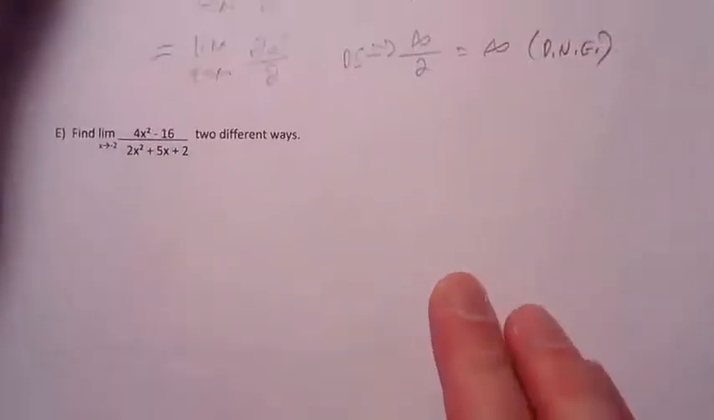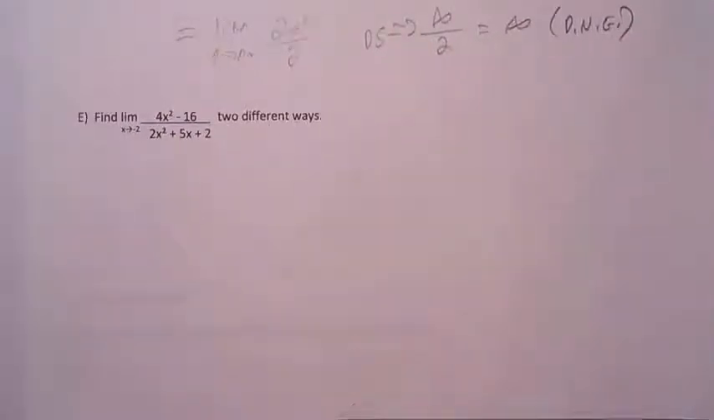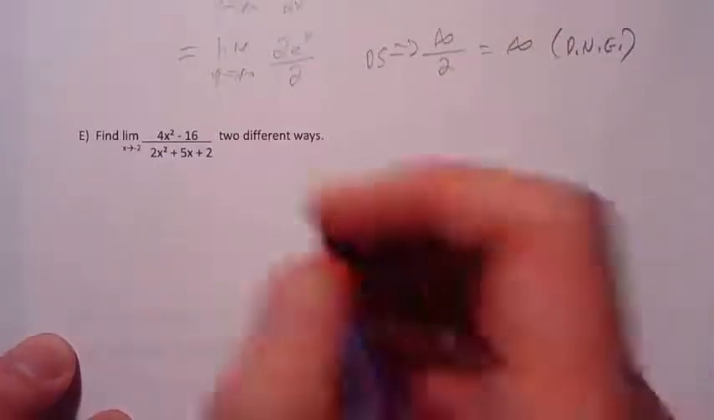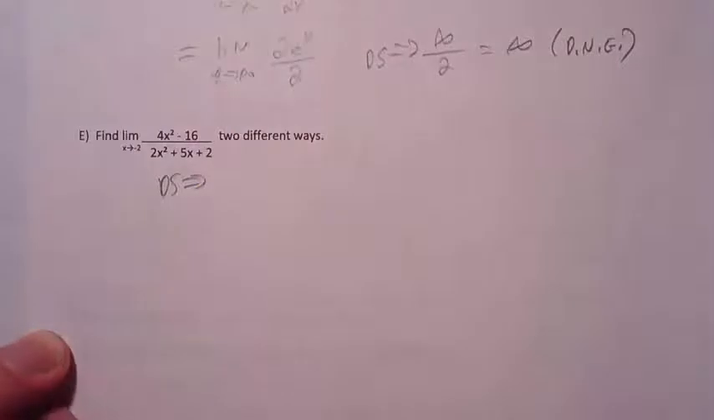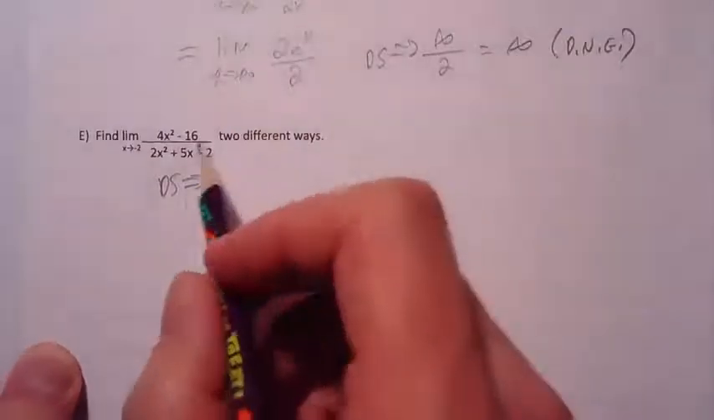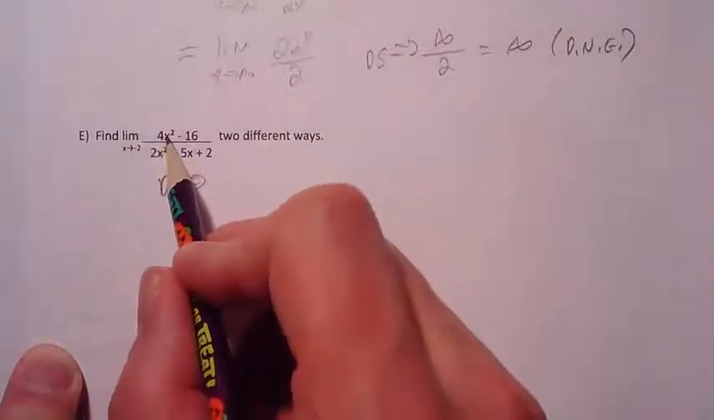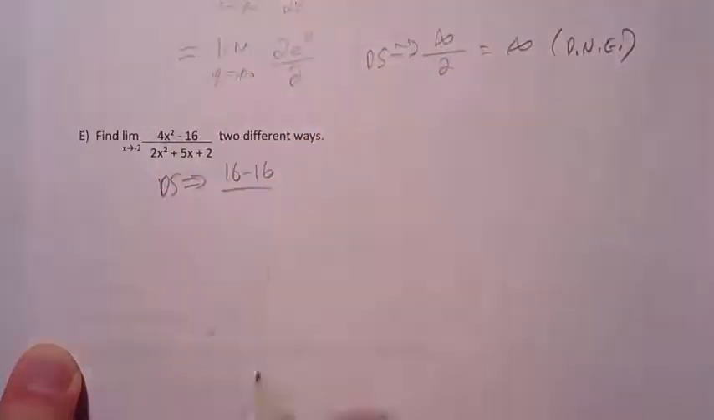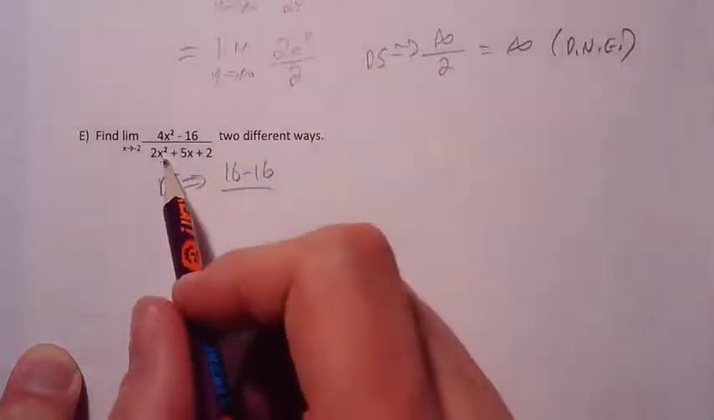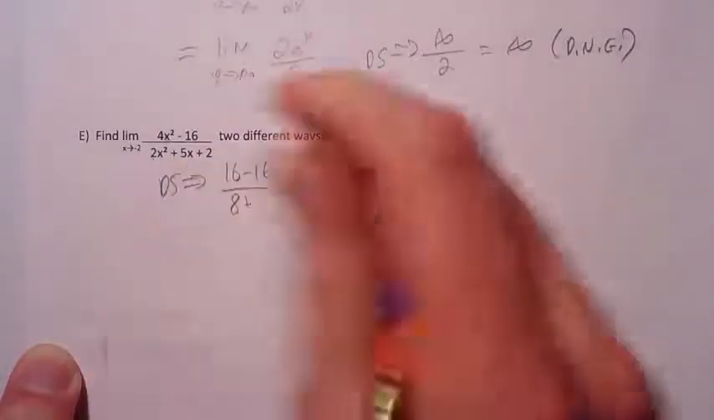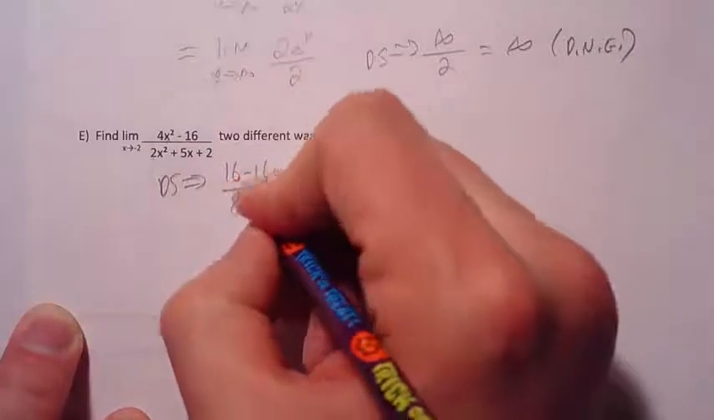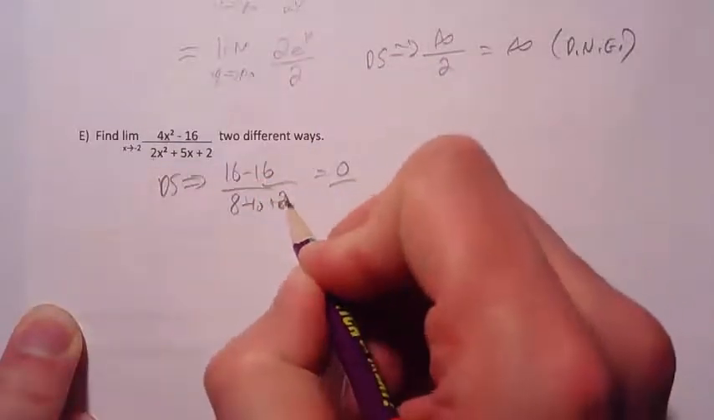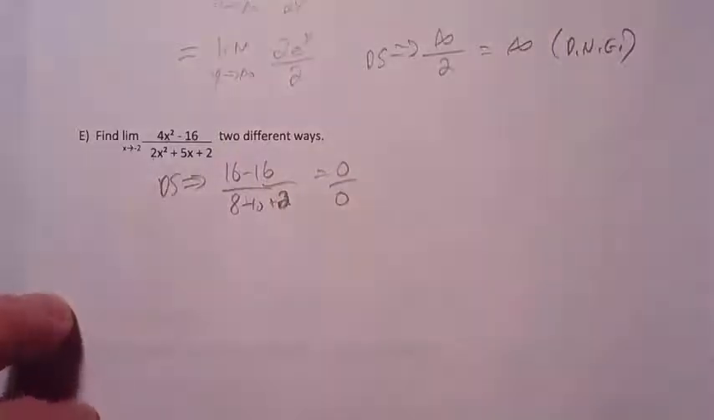So for part E, and this is a little bit like what a lot of your homework problems are going to look like in this section, they want you to find the limit 2 different ways. And no matter what technique you're using, you should make direct sub your first step. If we plug negative 2 in, we get 4 times 4 is 16. On the bottom we get 2 times 4 is 8, minus 10 plus 2. Sure enough, we get 0 over 0.